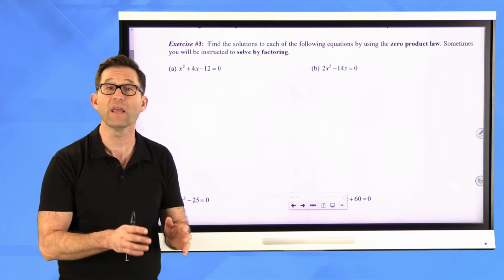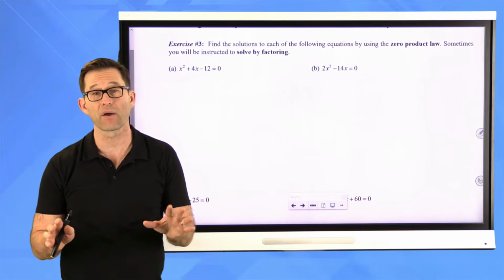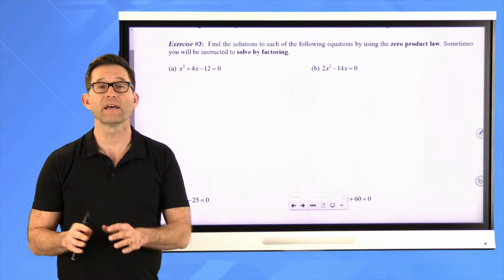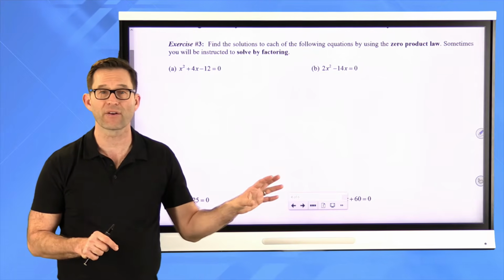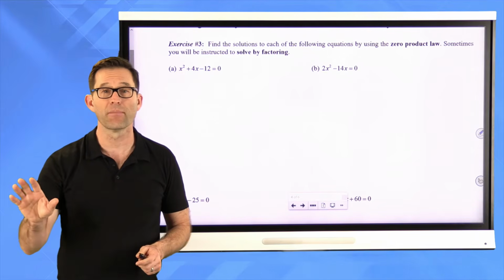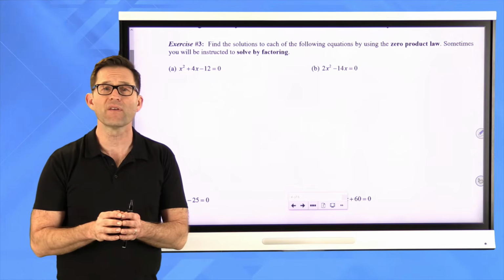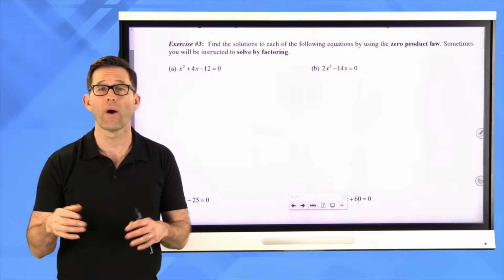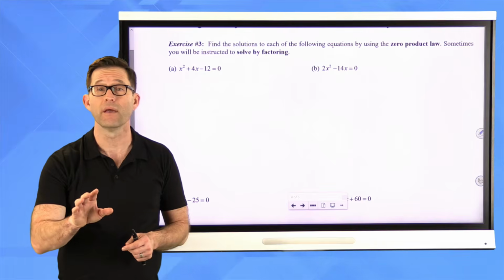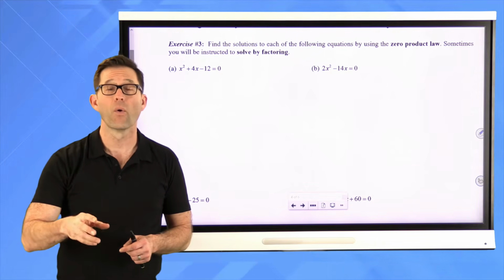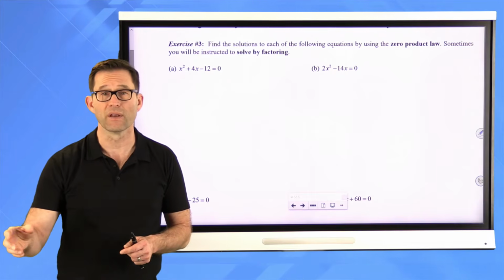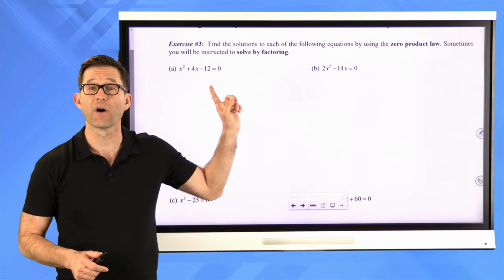Now that doesn't mean that if you like this one better, you can forget about completing the square. Most state assessments in Algebra 1 require you to know both how to solve a quadratic by factoring and how to solve a quadratic by completing the square. So don't think that they're interchangeable and I can just pick and choose. Sometimes you can, but many times they will literally say, solve this quadratic by factoring or solve this equation by completing the square. So anyway, let's look at how we solve this now by factoring.